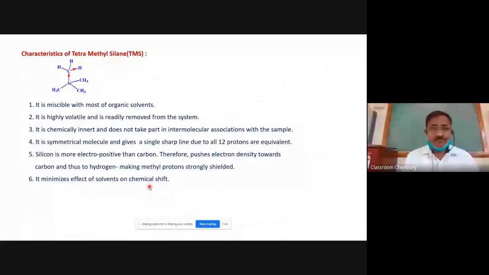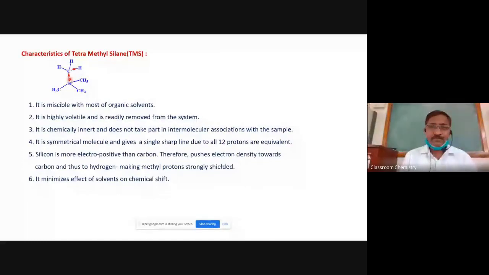Okay, now we can see the characteristics properties of tetramethylsilane. So what is meant by tetramethylsilane? Tetra means 4, methyl means CH3 group, silane is the silicon. So there are 4 methyl groups attached to the silicon. As silicon is more electropositive than carbon, what will happen? The electron density is towards this methyl, and that's why they are strongly shielded.